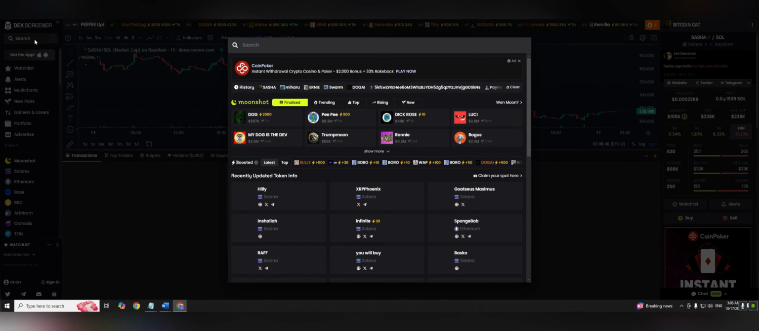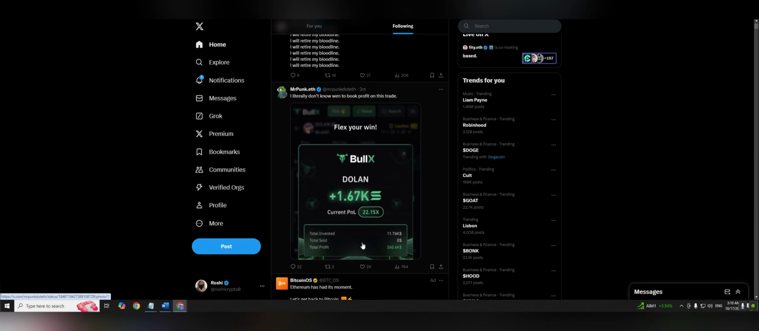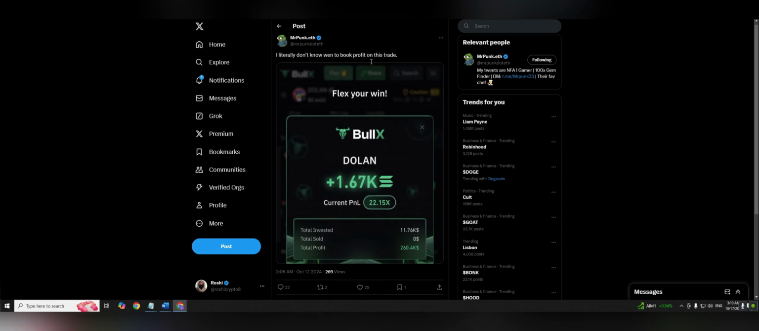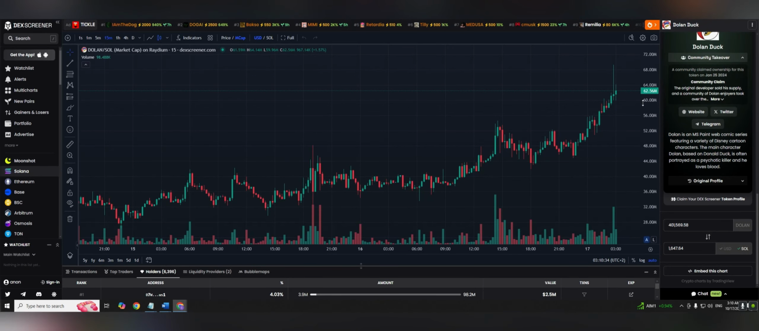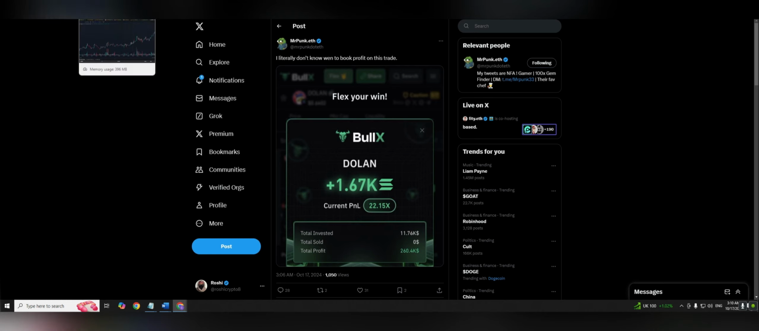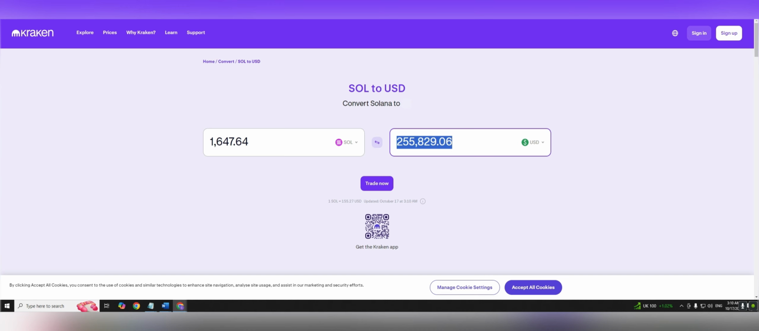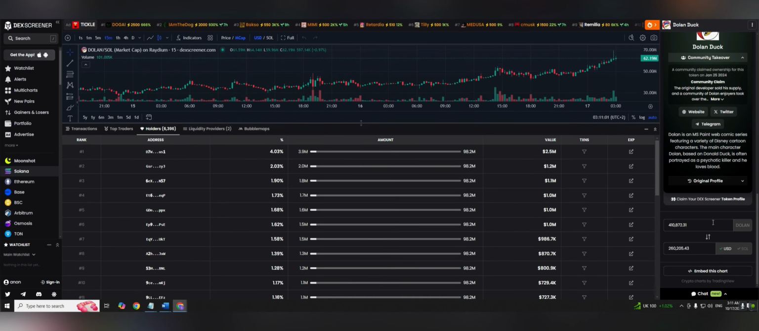First thing is you need to find the coin. After finding the coin, you look for the initial buys and profits that Mr. Punk is currently in. This was posted 3 minutes ago, so we know that the current price is very accurate compared to Mr. Punk's P&L. So we know that he has a total profit of around $260,000, which would equal around 410,000 Dolan.